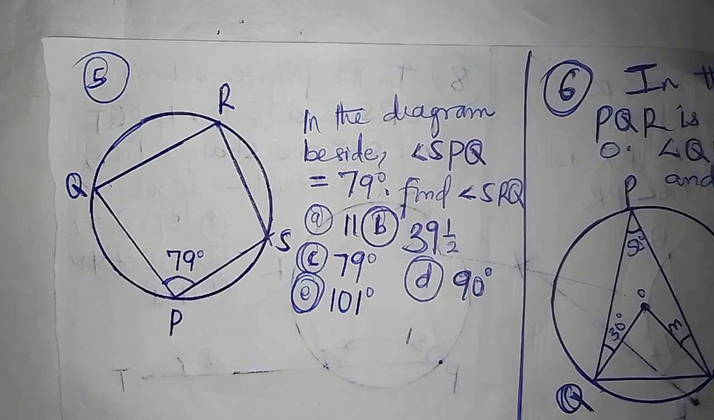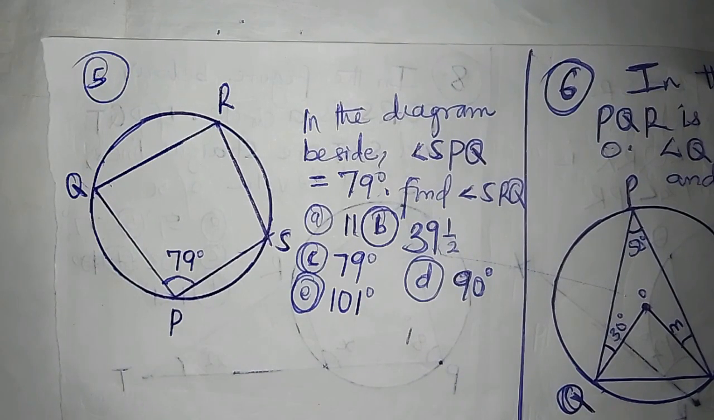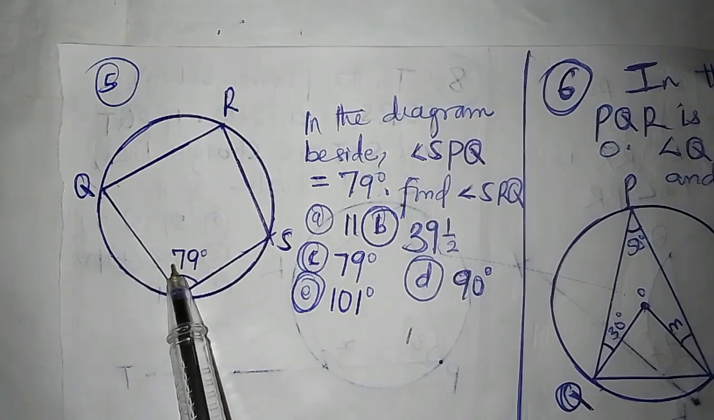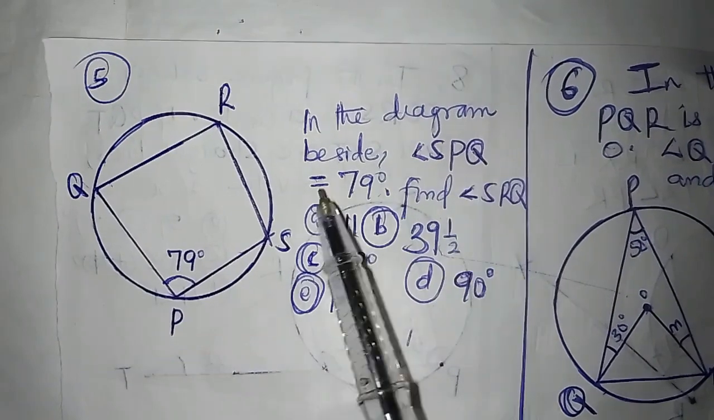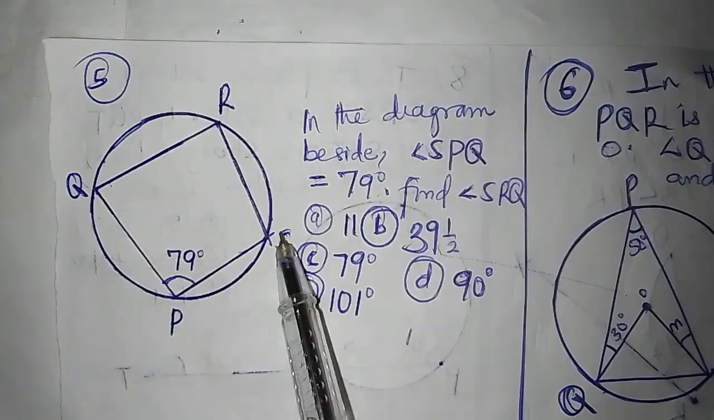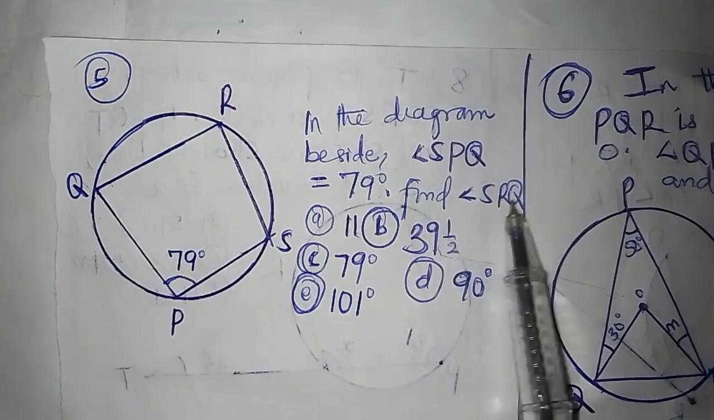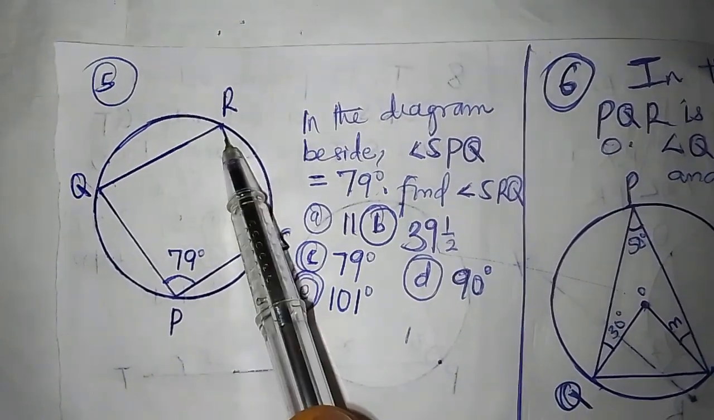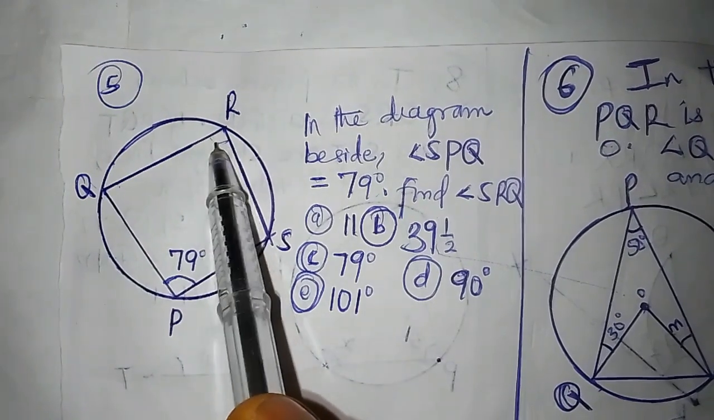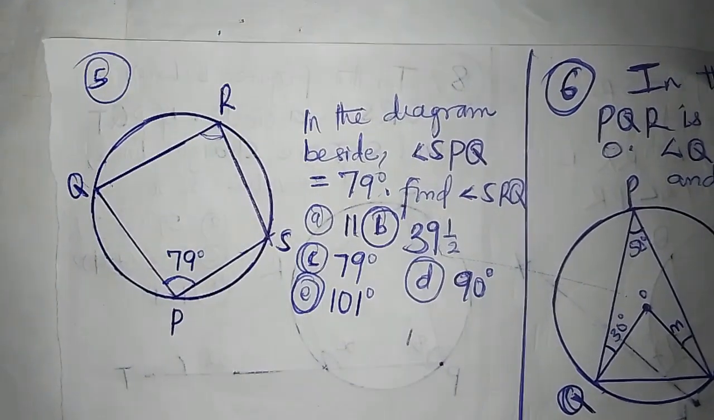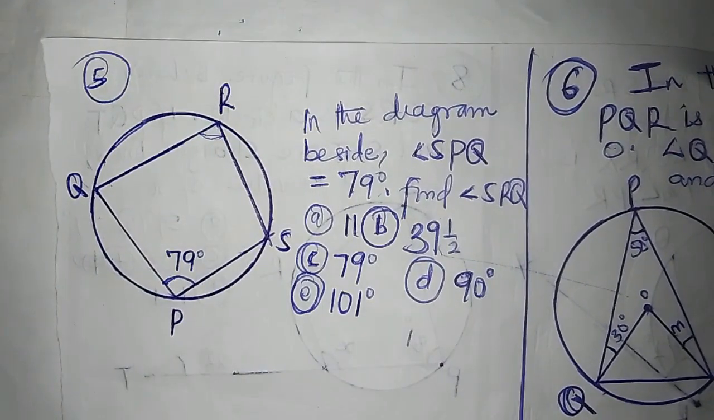Alright, this is question 5. In the diagram beside, this is the diagram, angle SPQ is 79 degrees. SPQ, 79 degrees. We have to find angle SRQ. SRQ, this angle here is what we have to find. Which of those circle theorem will help me solve for this angle SRQ?